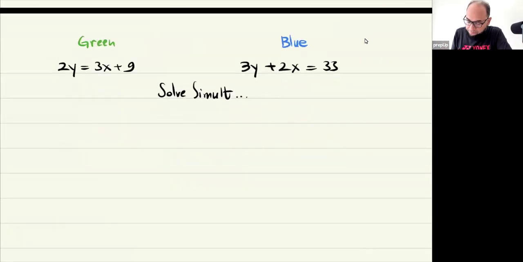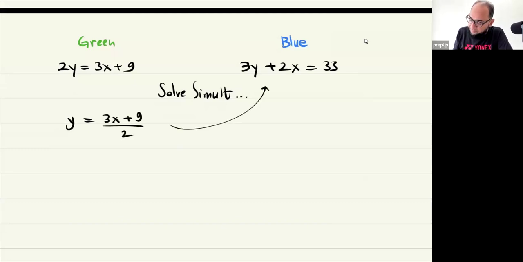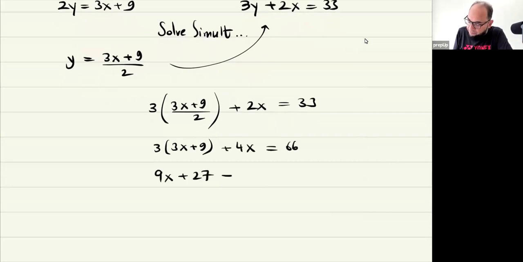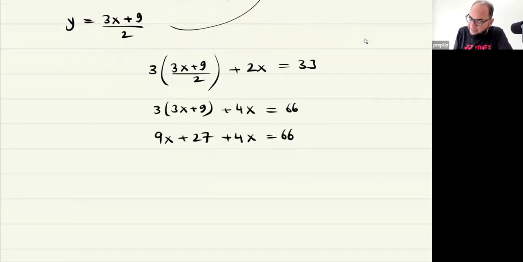So therefore, I can make anyone the subject. If I make y the subject, that is (3x + 9) divided by 2. Substitute in this one: 3 times (3x + 9) divided by 2 plus 2x is equal to 33. Let's multiply by 2: 3 into (3x + 9) plus 4x is equal to 66. 9x + 27 + 4x is equal to 66.